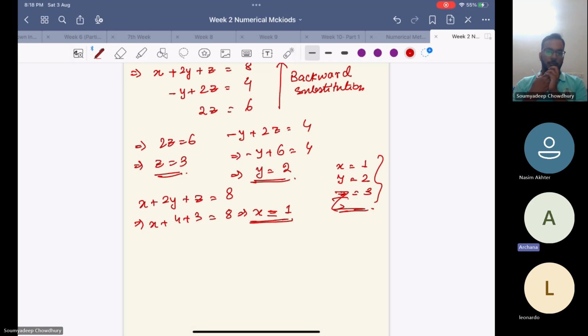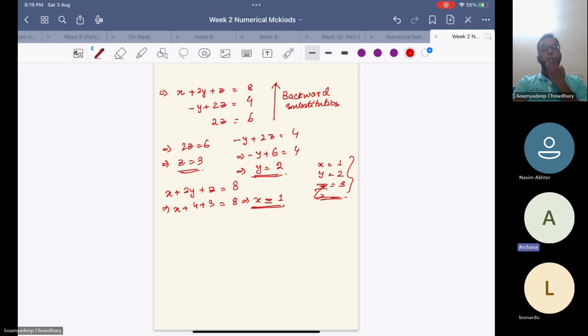Yes, sir. First we will find out what is A and B. We'll write the augmented matrix A slash B. From that, we will convert that A slash B into an upper triangular matrix using your row operations. Correct? Yes. From that we will back substitute and we'll find out the values of x, y, and z. Sir, row operations depend on the numbers, right? Yes, it depends on the numbers.